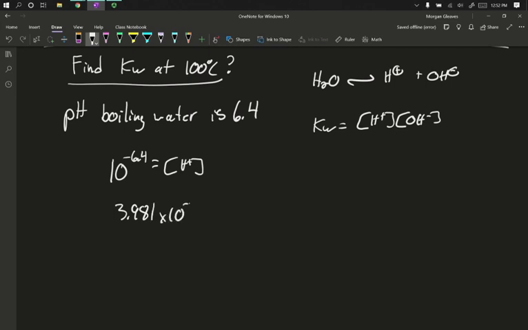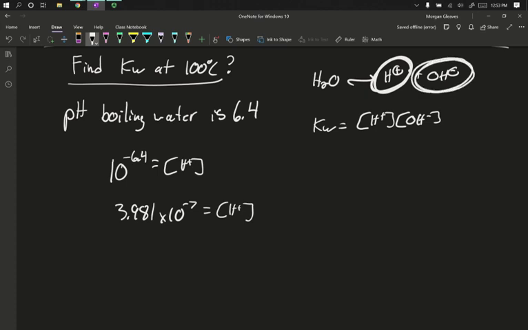What we'll find is that's 3.981 times 10 to the minus 7, which is more than 1 times 10 to the minus 7. That's about 4 times more. Because of the extra energy from heating up your reaction, more of the particles are able to jump over the activation barrier, the bounce point tips, and we end up with more H+ floating around than we would at 25 degrees Celsius.